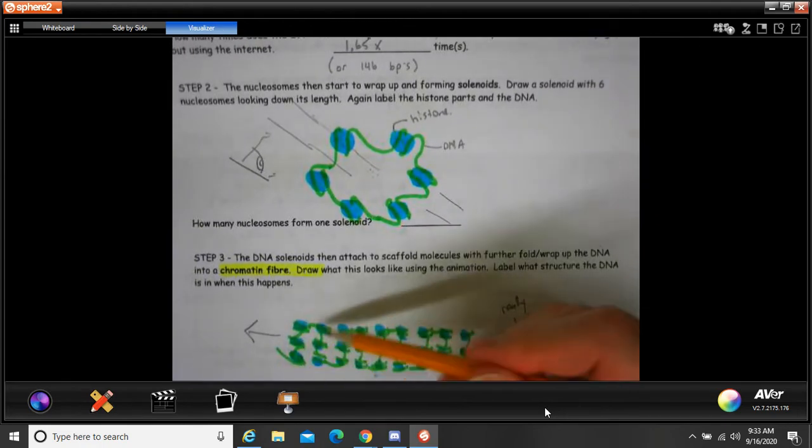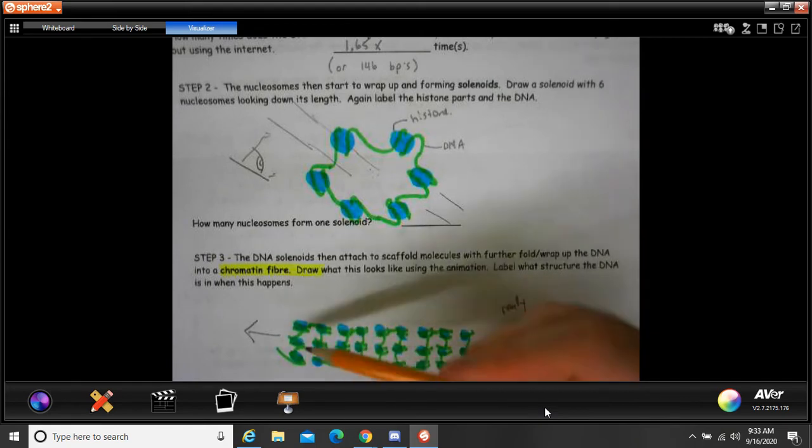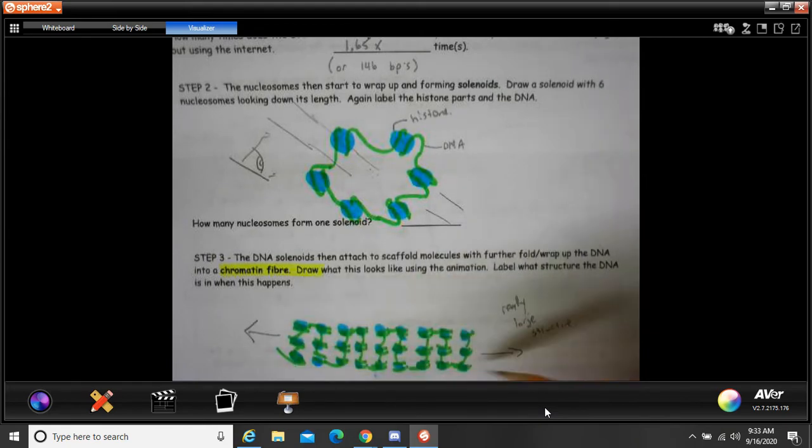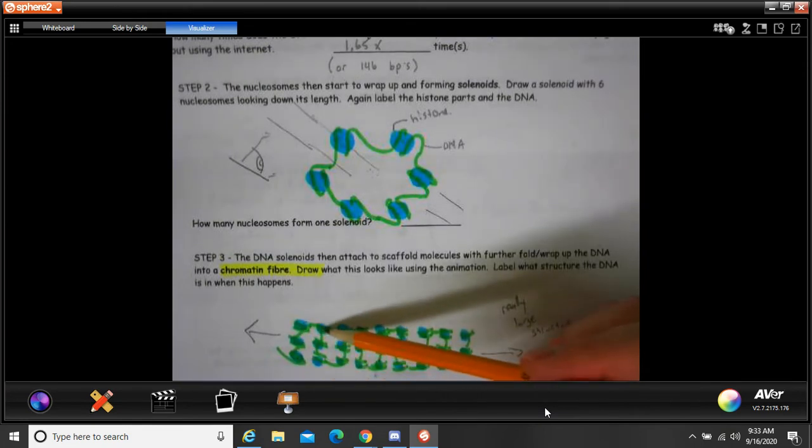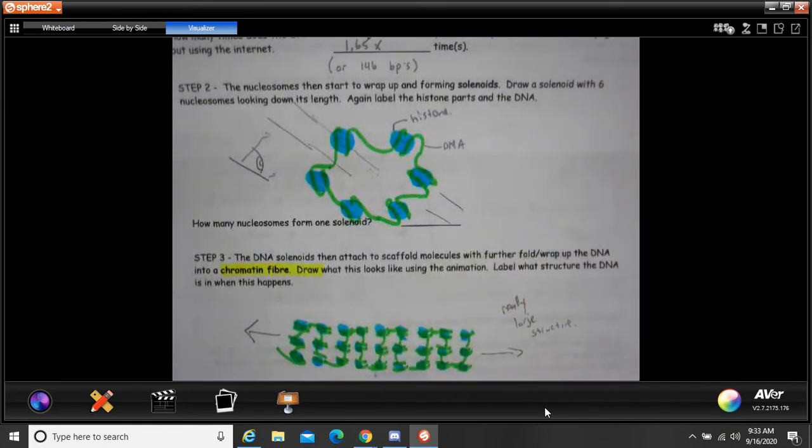There's your six solenoids, six we're looking at from the side, but it's forming this kind of long tube. It's not solid walls or anything, but it's starting this structure of taking all the solenoids now and stacking them and stacking them and stacking them and bringing them close together and forming this greater structure, which is going to eventually be a chromosome. Okay?